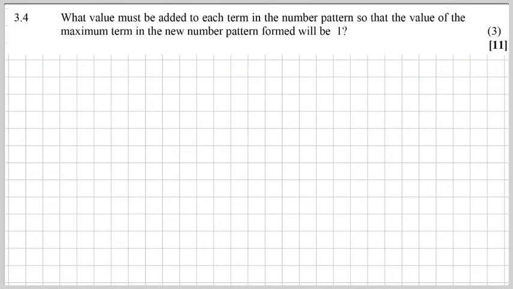Now the next question, question 3.4, is an awesome question, a bit weird, a little bit on the weird side. What value must be added to each term in the number pattern so that the value of the maximum term in the new number pattern formed will be 1? This is kind of a what question. So let's break it down.